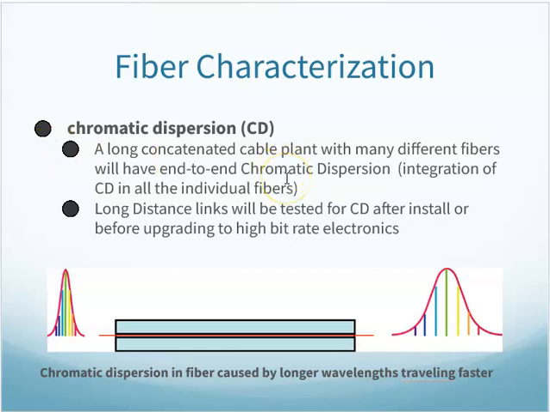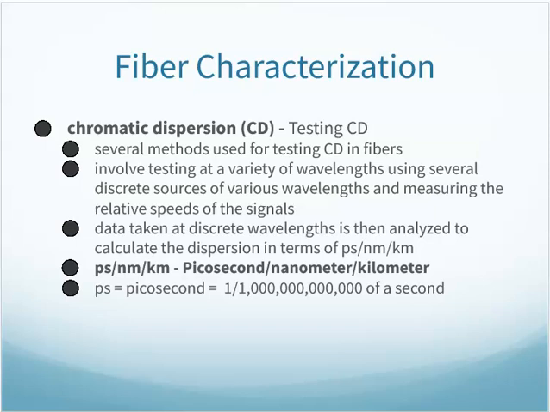We should remember chromatic dispersion. As the light pulse moves down through the fiber, it starts bending and breaking into component pieces. So on the other end, these component pieces start spreading out, making that light pulse longer, if you will. That's your chromatic dispersion. Testing, there's several methods, but it actually involves testing at a variety of wavelengths using several discrete sources and wavelengths and measuring the relative speeds of those signals. Data is then taken at the discrete wavelengths and then analyzed to calculate dispersion in terms of, here's a new measurement, picosecond per nanometer per kilometer.